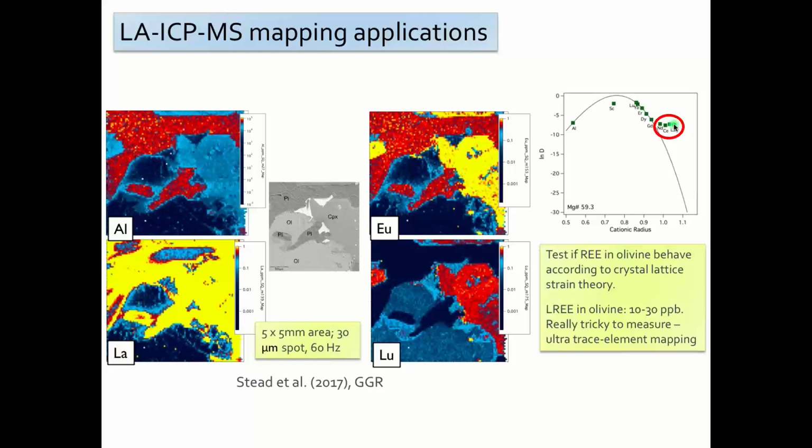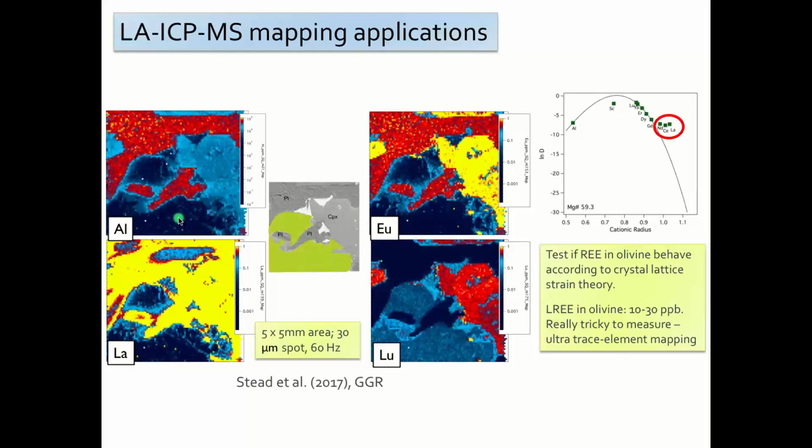This experiment was using a 30 micron spot with around 60 hertz over a 5 by 5 micron area. And you can see the various phases. Here we have plagioclase, so it's on the aluminium map. It's got lots of aluminium. And then the olivine is in here and in here. I'll highlight the olivine now in green.